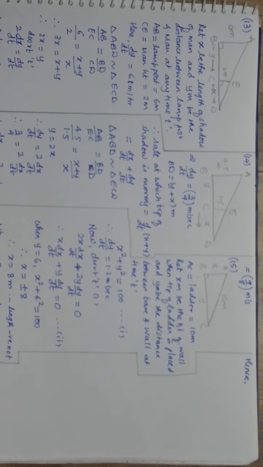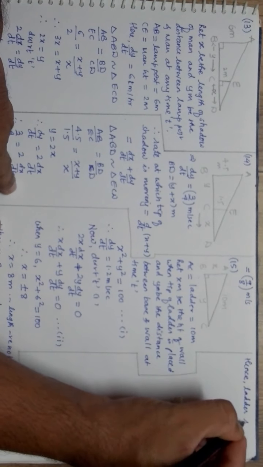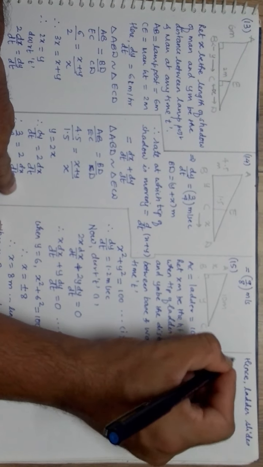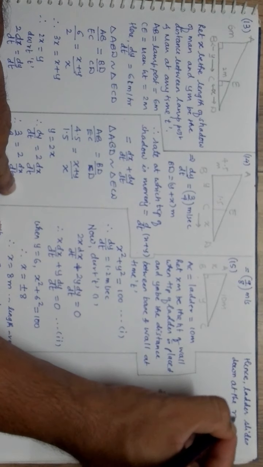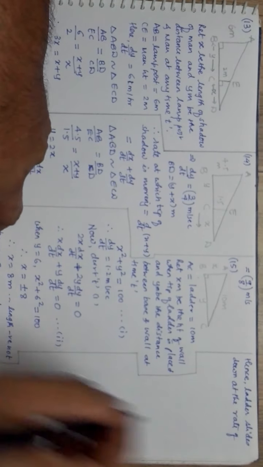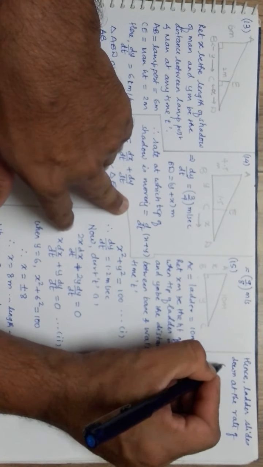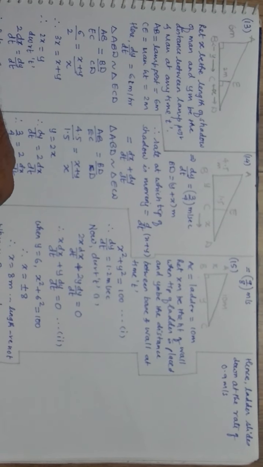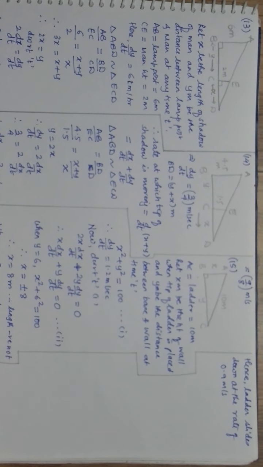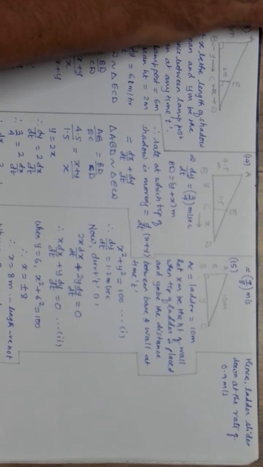Hence, the ladder slides down at the rate of, I have written already slides down, so I will not put the minus sign now. That is at the rate of 0.9 meter per second. I think so you understood. The concept is very simple, understandable. Go through it. If you have any doubt, get it clear.